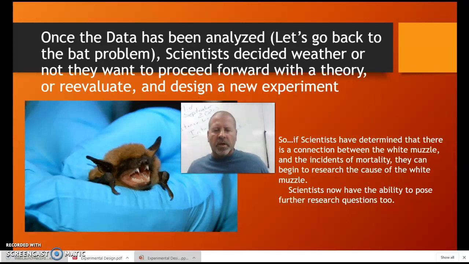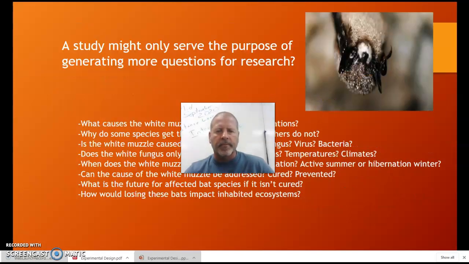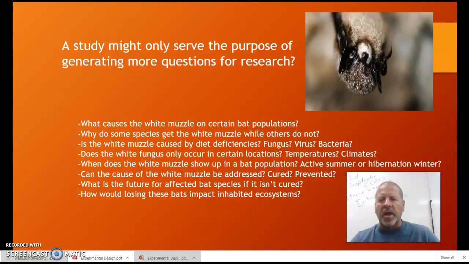It'd be totally unnecessary to study the little white patches on the muzzle of a bat if there was no link between mortality and the white muzzle. So scientists now have the ability to pose further research questions. Now, sometimes you do an experiment and then you have a whole bunch of other questions that you have to research, and that's just science. That's what makes science kind of interesting. Sometimes you turn over a rock and then you go, whoa, I've got 100 more rocks I need to turn over.